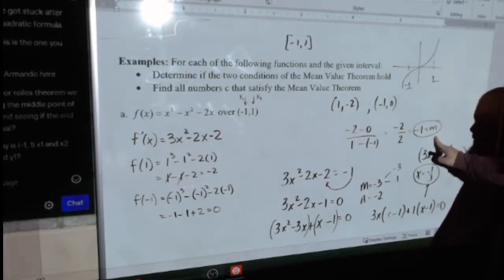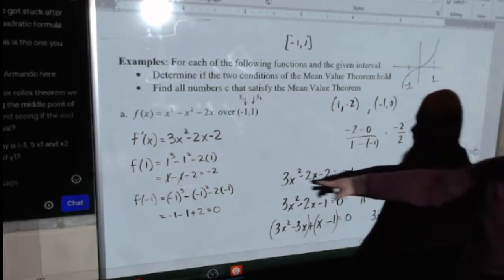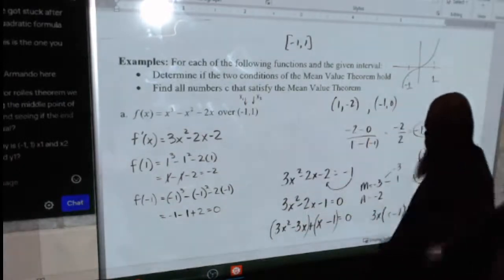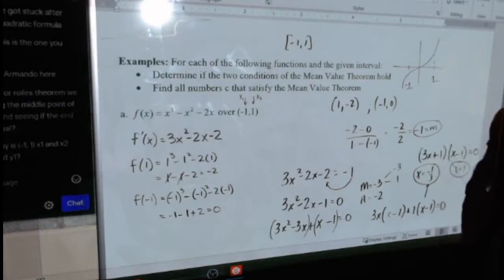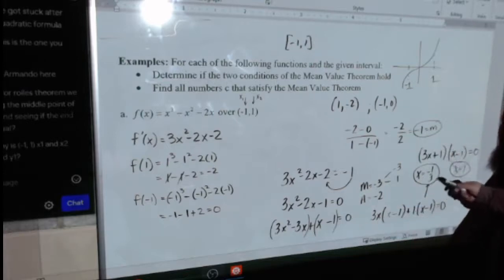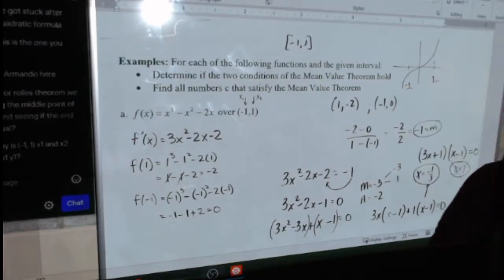Once we had that, we take that slope and set it equal to our derivative, which is here. And then our task is to just solve for x. So we did, in this case, factor by grouping, came out with these 2 values. This one is not contained within the interval, therefore only this guy is the solution.